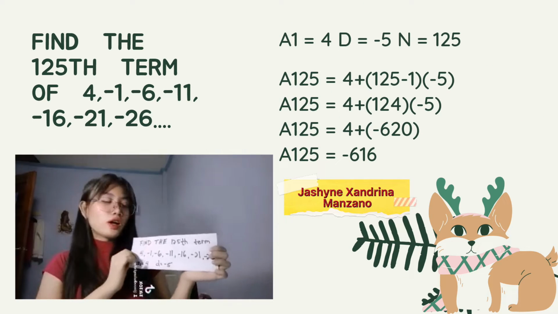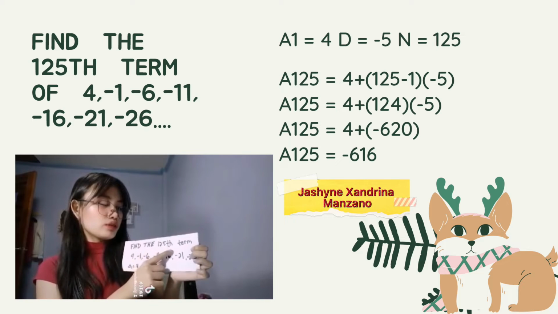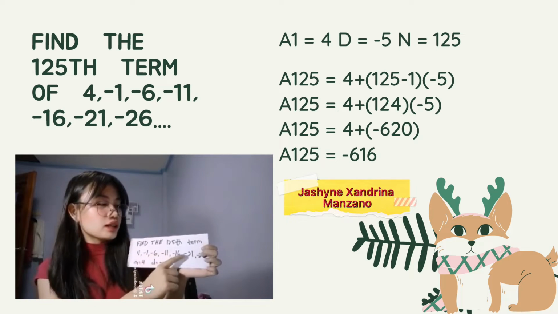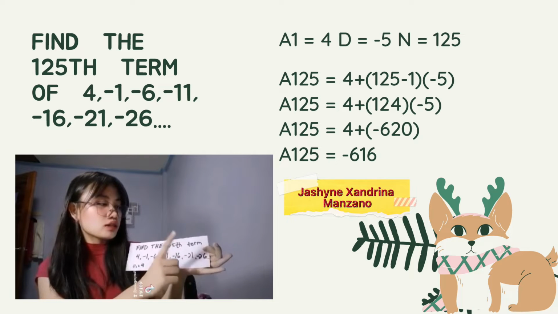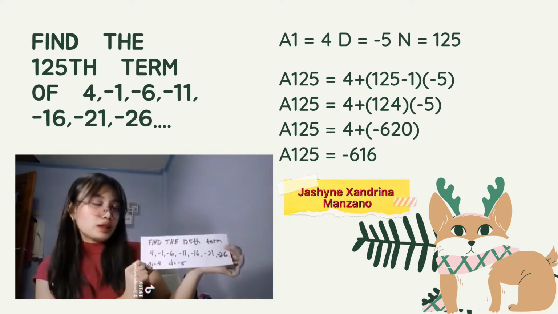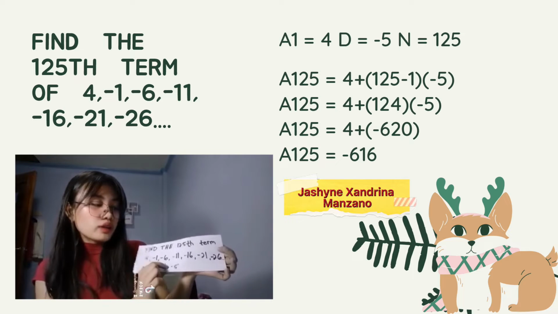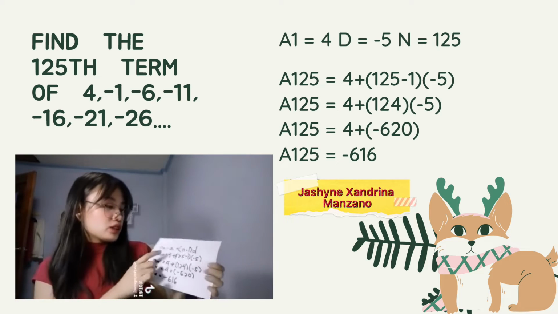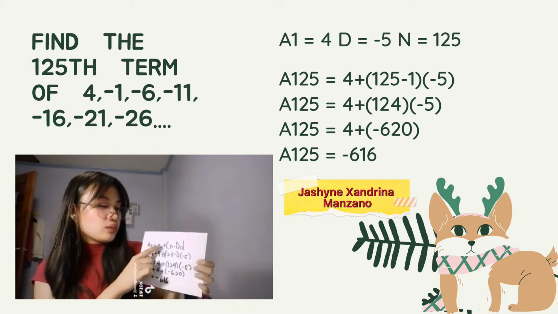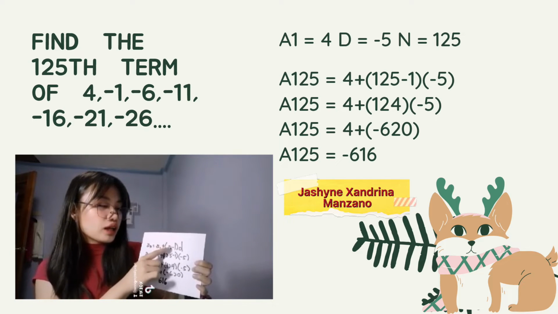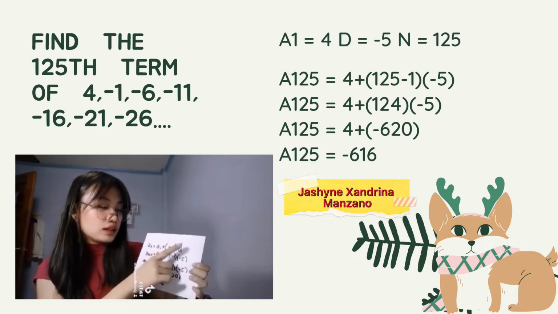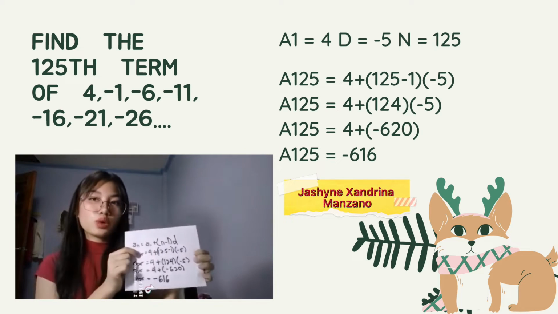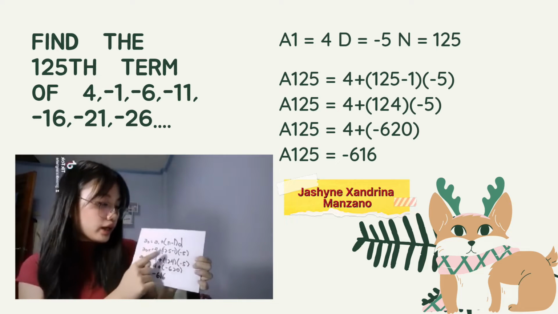Hi, so now we are going to find the 125th term of 4, negative 1, negative 6, negative 11, negative 16, negative 21, negative 26, and so on. So the first term is 4. The common difference is negative 5. Now, we have the equation an equals a1 plus, open parenthesis, n minus 1, close parenthesis, d. So we are going to find the 125th term, so you are going to write it down here and here.